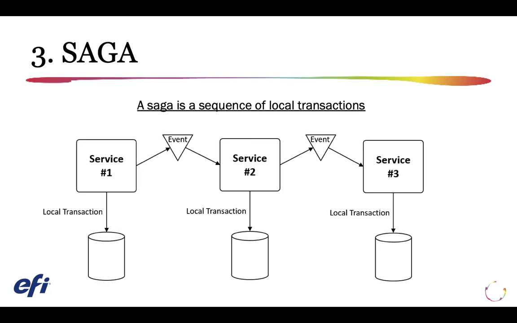The answer is Saga. Saga is a sequence of local transactions. As depicted in the diagram, if there are multiple services, one service would do a local transaction and then raise an event. The second service will act on the event and make its own local transaction. And it may raise another event which a third service may wait for and do its local transaction. So it is a sequence of local transactions moving from one service to another service.